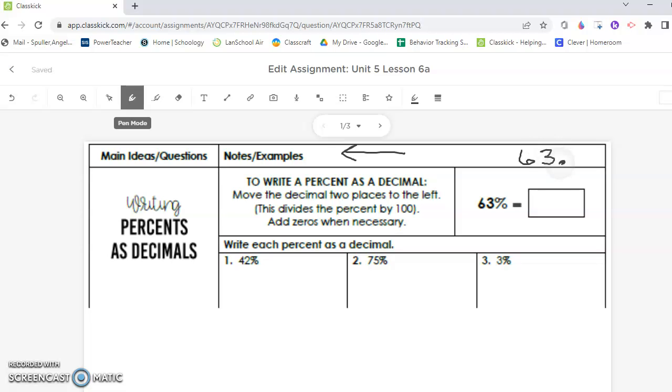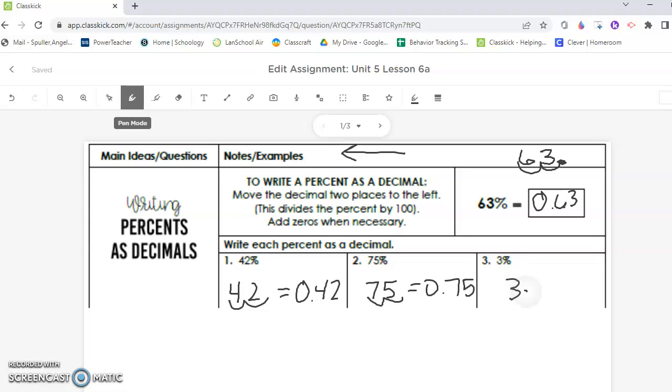And we're going to remember the decimal when it's not there is always at the back. 1, 2. So this is equal to 0.63. Okay, let's do the next one. 42. 1, 2 equal to 0.42. All right, 75. 1, 2 equals to 0.75.